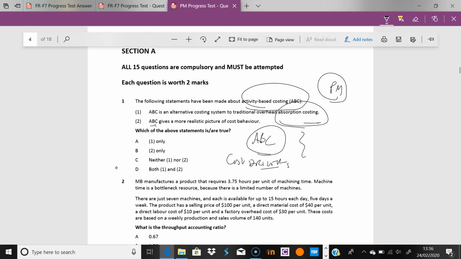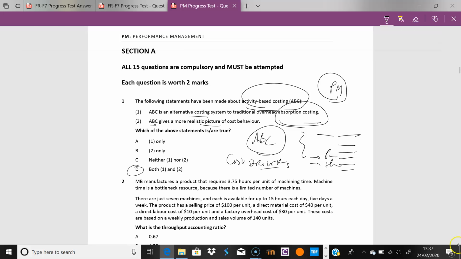So we're dealing with such scenarios where we're looking at, I don't know, packaging, setup costs, those type of very sort of broken down overheads. We're pretty much taking the overheads and breaking them down and then allocating them to the products. So in effect, it does give a much more realistic picture. It is an alternative, so both 1 and 2 are correct.